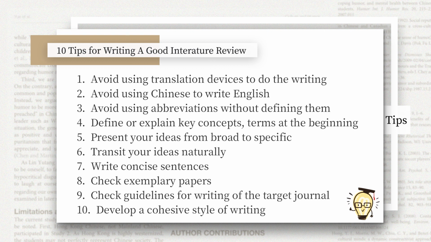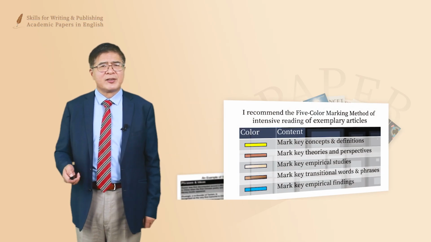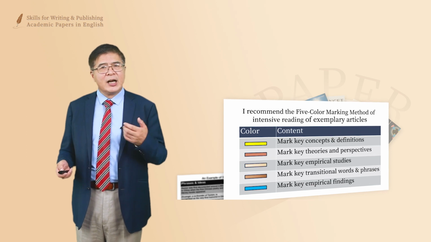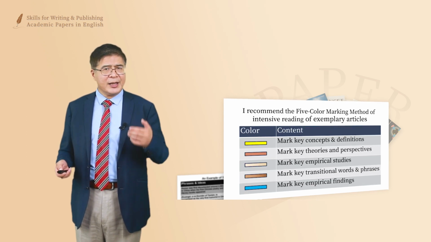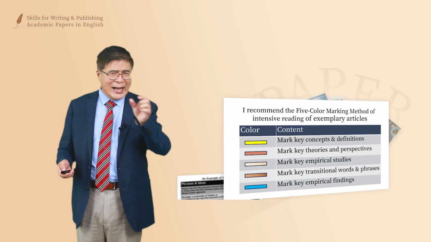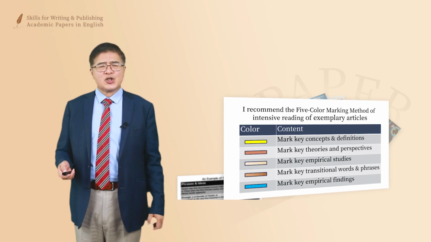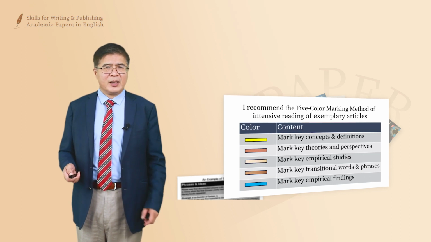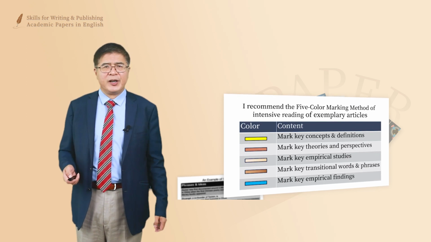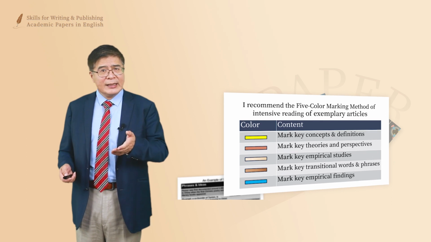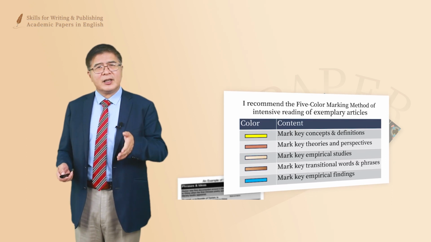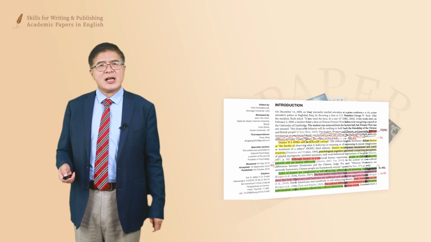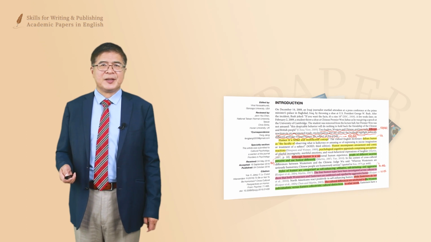To help you remember, at the beginning, I was talking about the 5-color marking method for intensive reading of exemplary articles. This will help you understand how sentences were structured in a cohesive way. And remember this, I showed this earlier. This is how you should have an intensive reading of these exemplary papers.